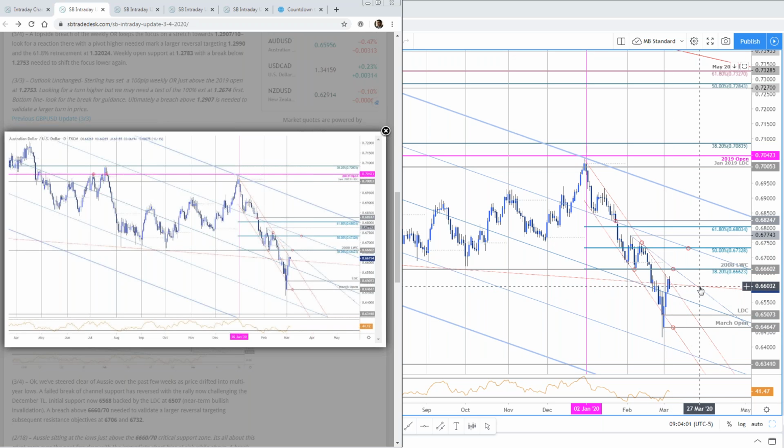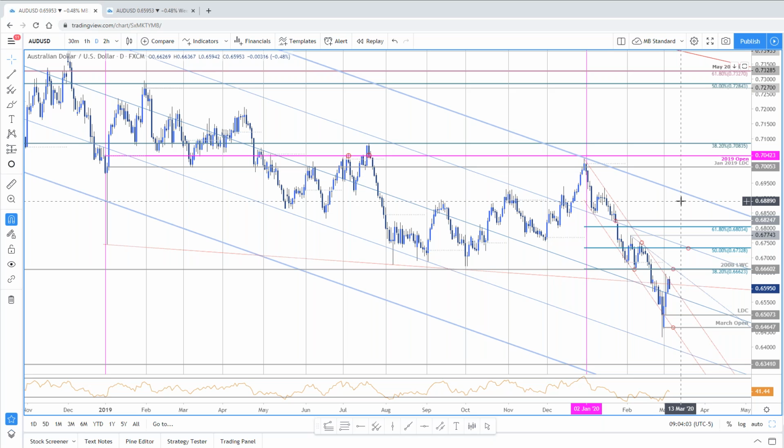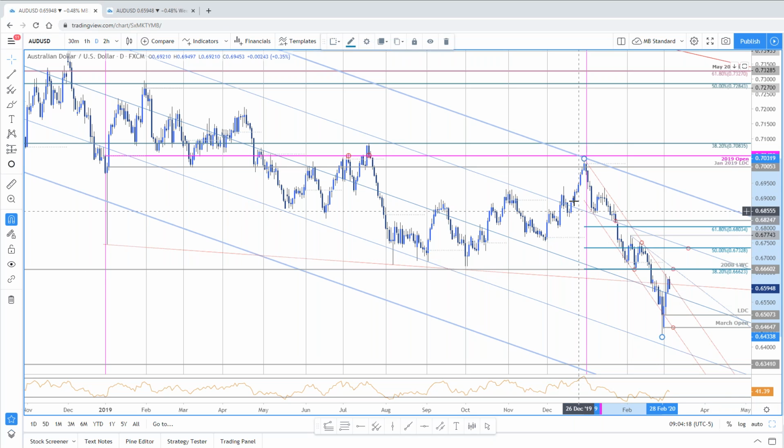The big pivot in my mind that would validate a breach of this descending channel would still be, as you called it, 60.60. 60.60 is now also 60.62 to be precise, a basic 38.2 of the drop. So you have another trend line there with a three-point touch that converges. You have the 2008 low week close and a 38.2 retracement. That, in my mind, would validate a larger breakout in Aussie.